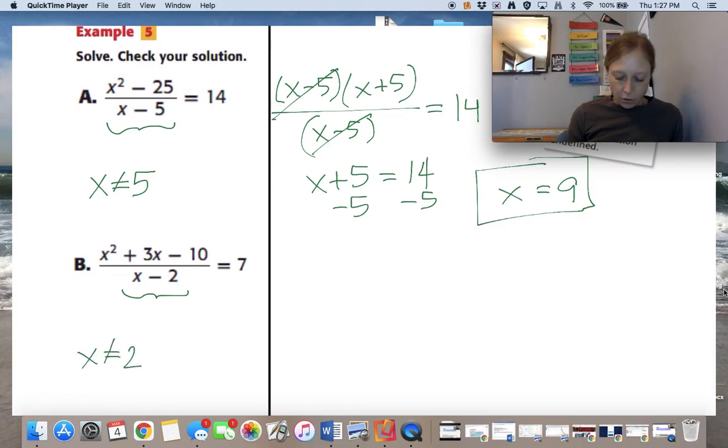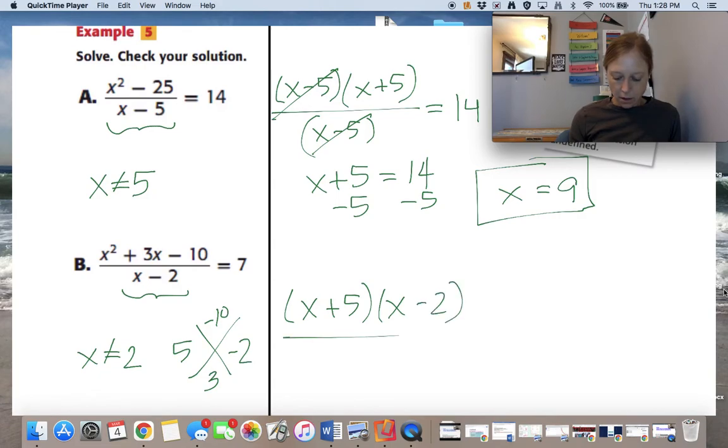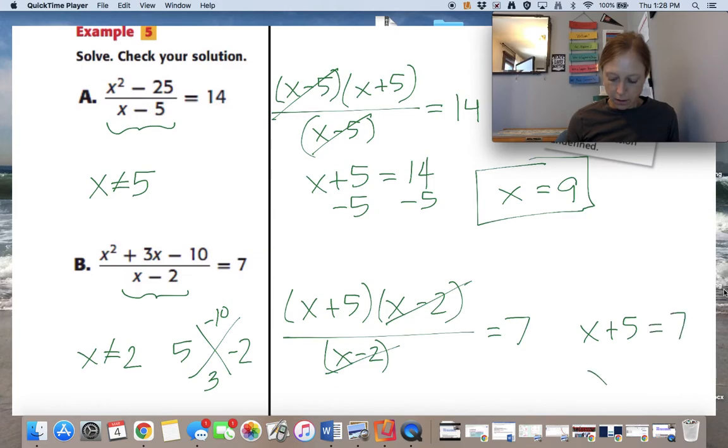All right, so what multiplies to negative 10 and adds to 3? 5 and 2, 5 minus 2. So x plus 5 times x minus 2 all over x minus 2 equals 7. These cancel. X plus 5 equals 7. Minus 5 from each side.